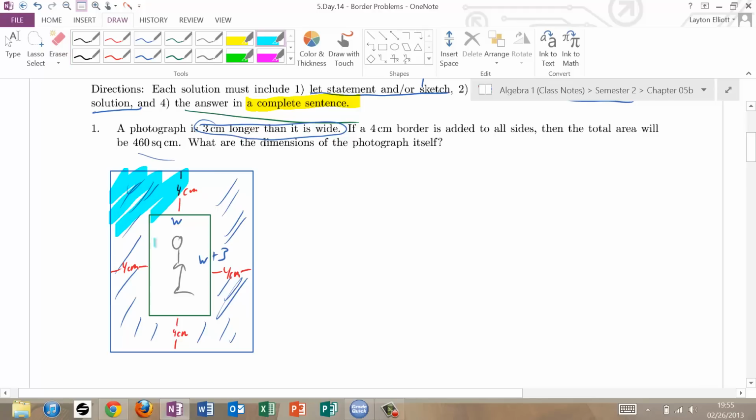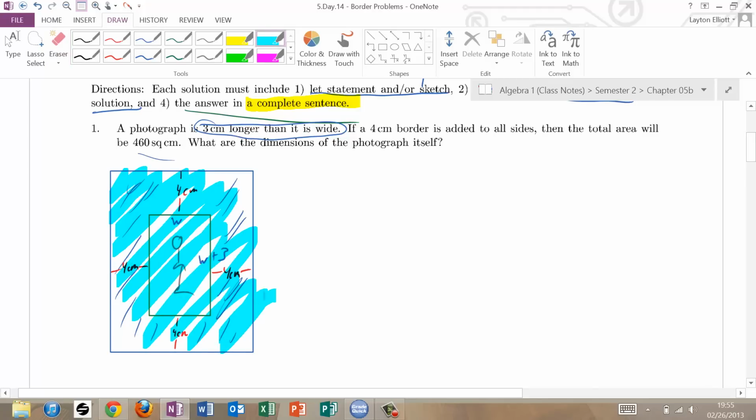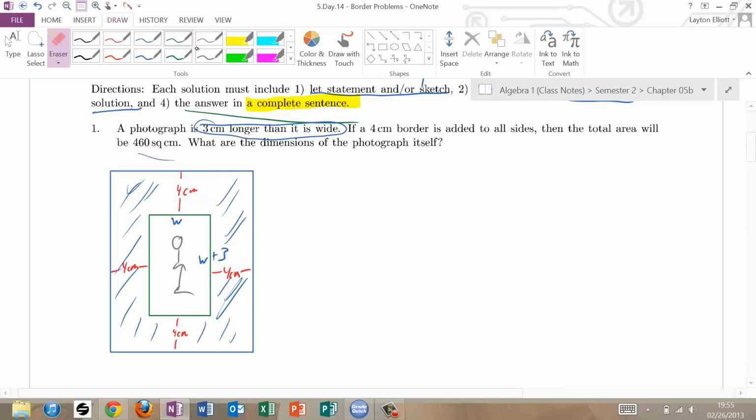Look at this blue shading. This is going to be the whole thing. So I need to basically know what the length and width is of the whole thing. I need this and this because length times width is equal to area. Well, let's look at the longer one first. Let's look at the W plus 3.